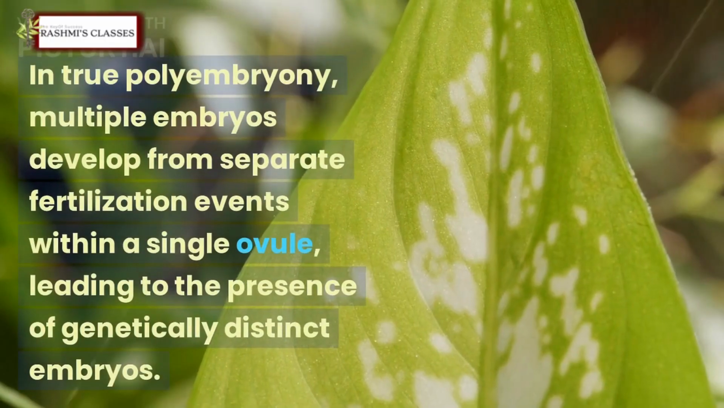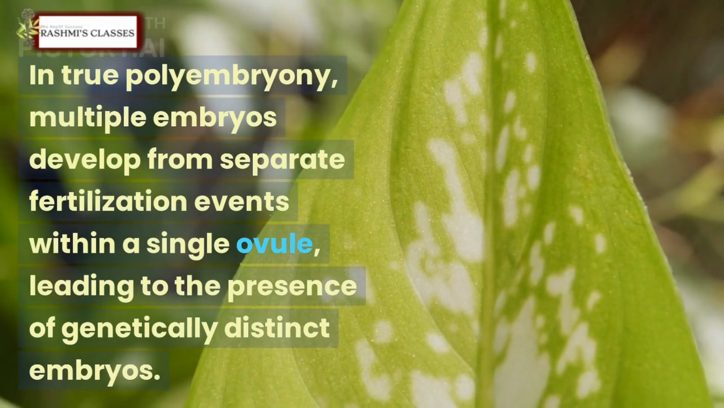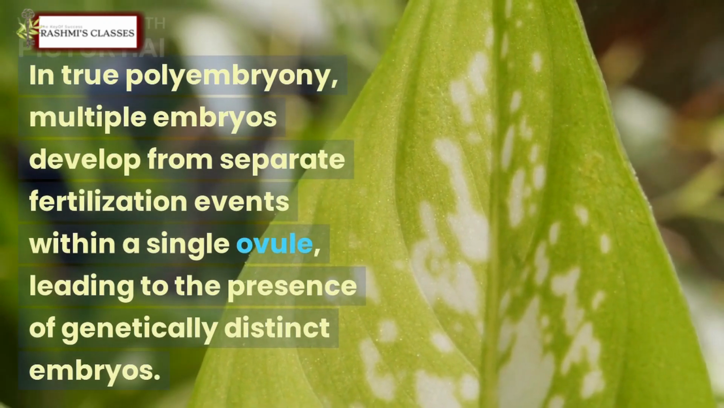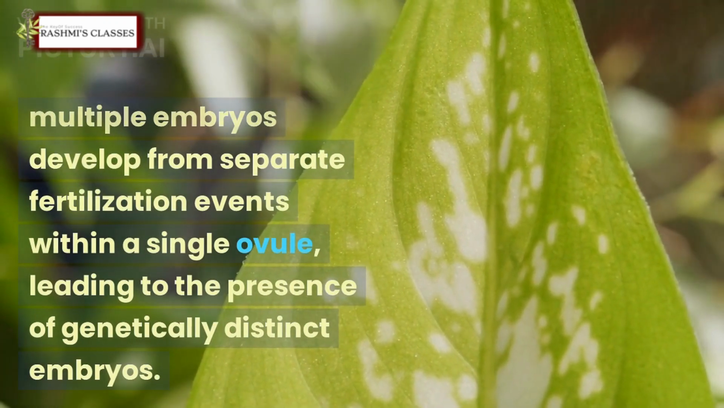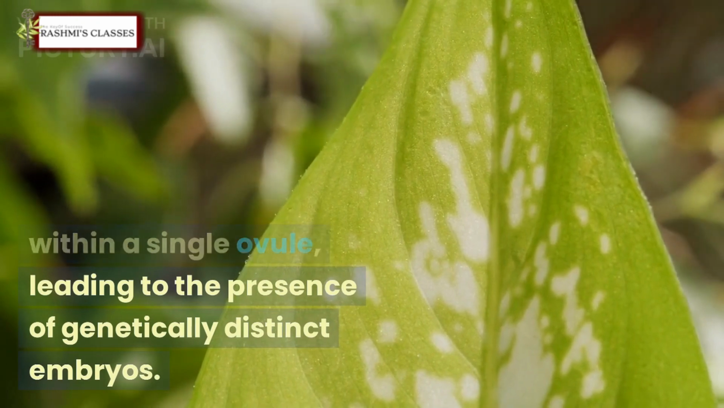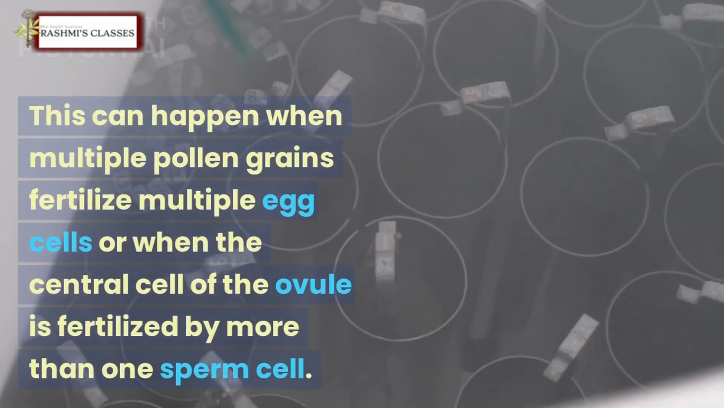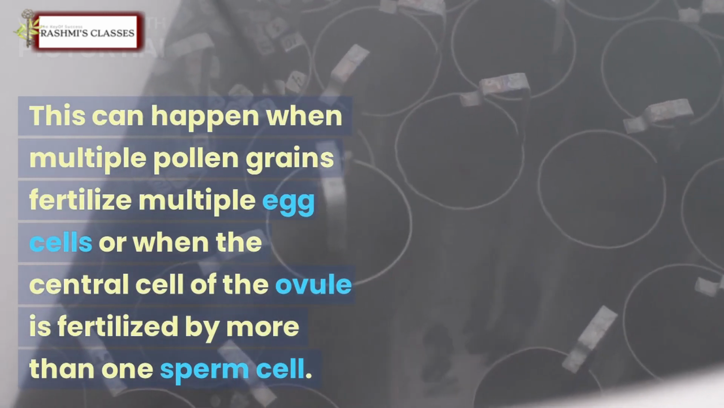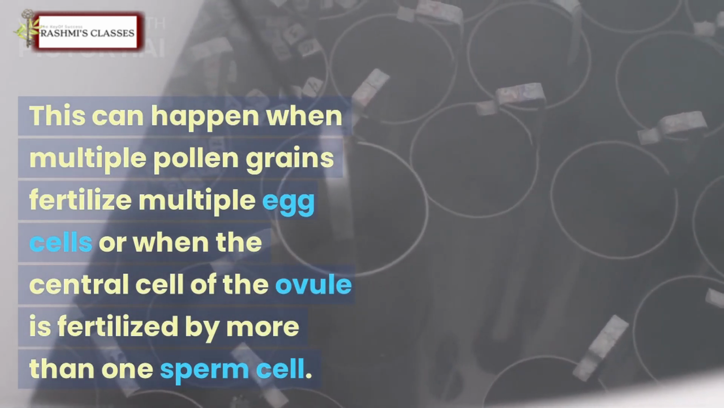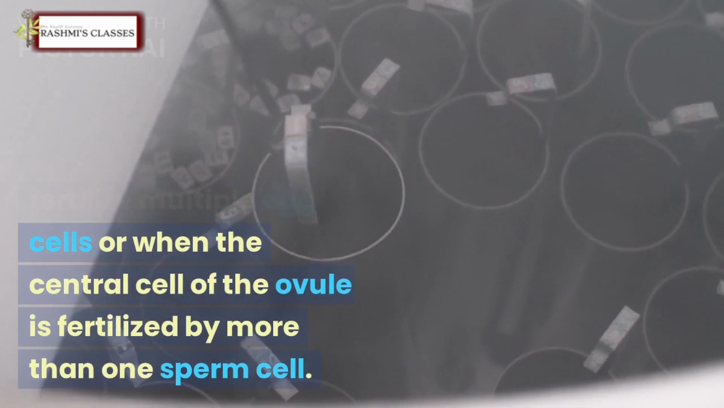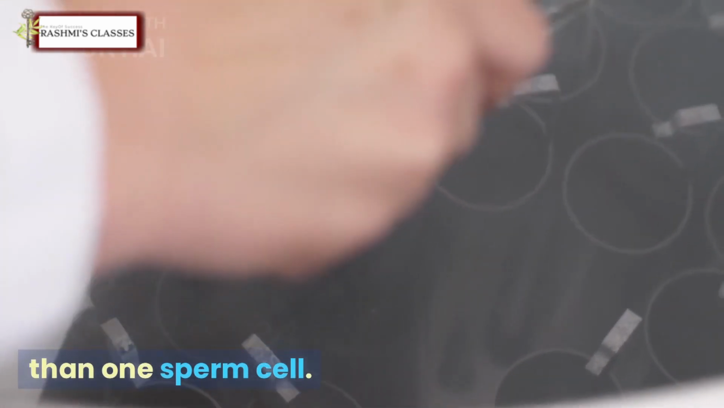In true polyembryony, multiple embryos develop from separate fertilization events within a single ovule, leading to the presence of genetically distinct embryos. This can happen when multiple pollen grains fertilize multiple egg cells or when the central cell of the ovule is fertilized by more than one sperm cell.